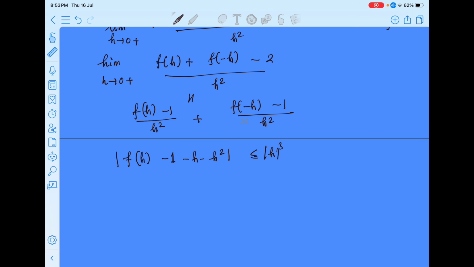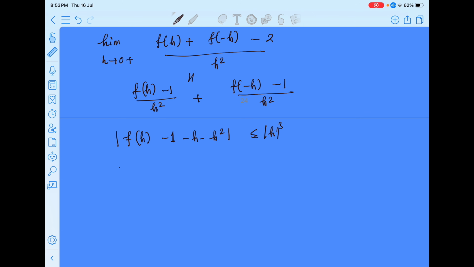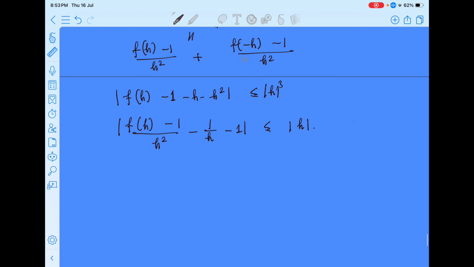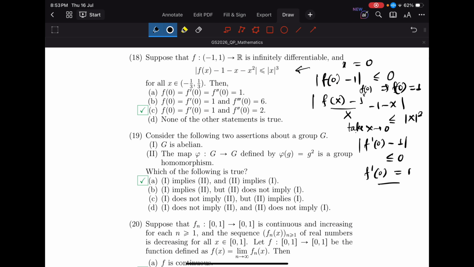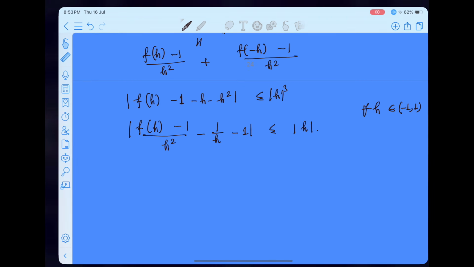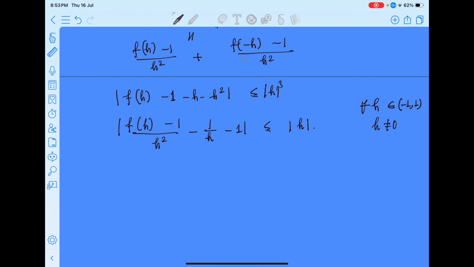Okay, just put the mod. I will use minus h also. So for positive h, |f(h) - 1| divided by h squared is less than or equal to |h|; just divide both sides by h squared. This is true for all h inside (-1, 1), and h is non-zero.